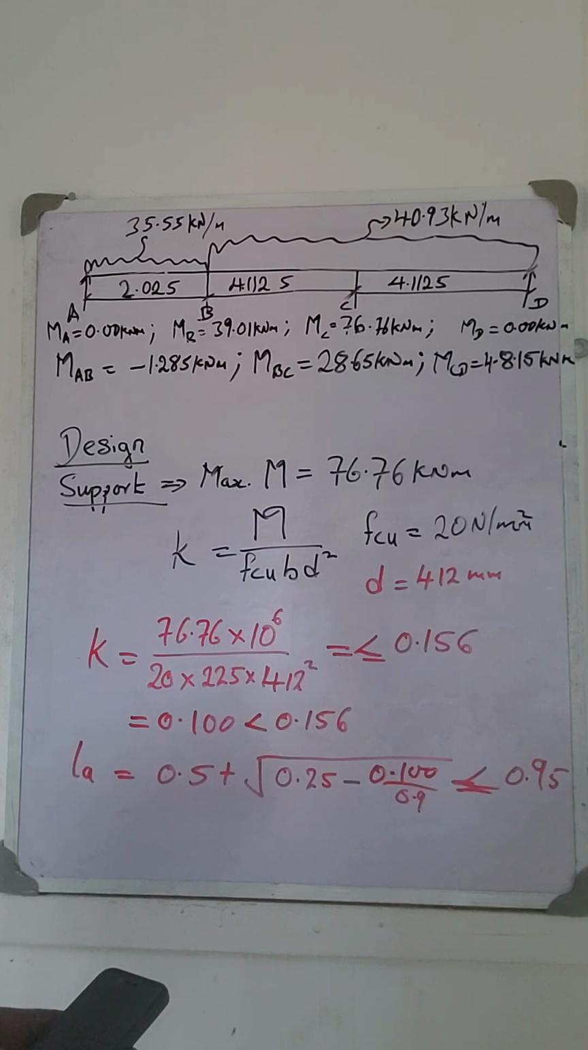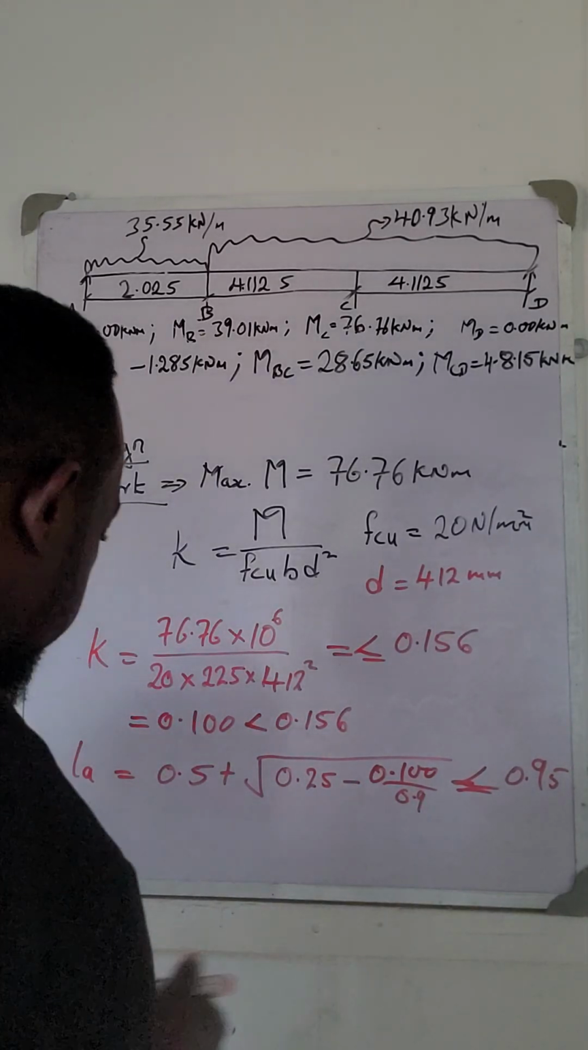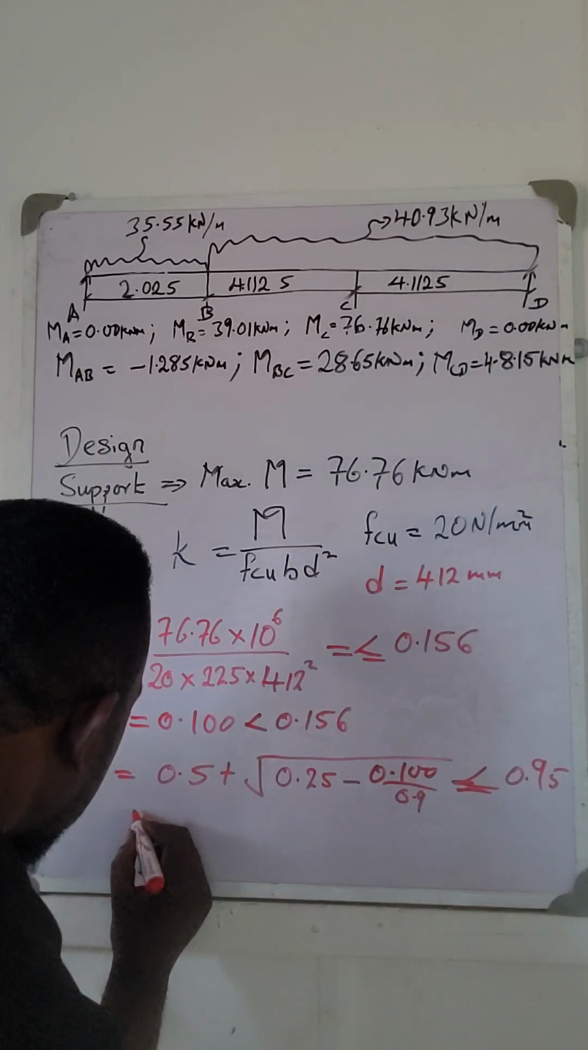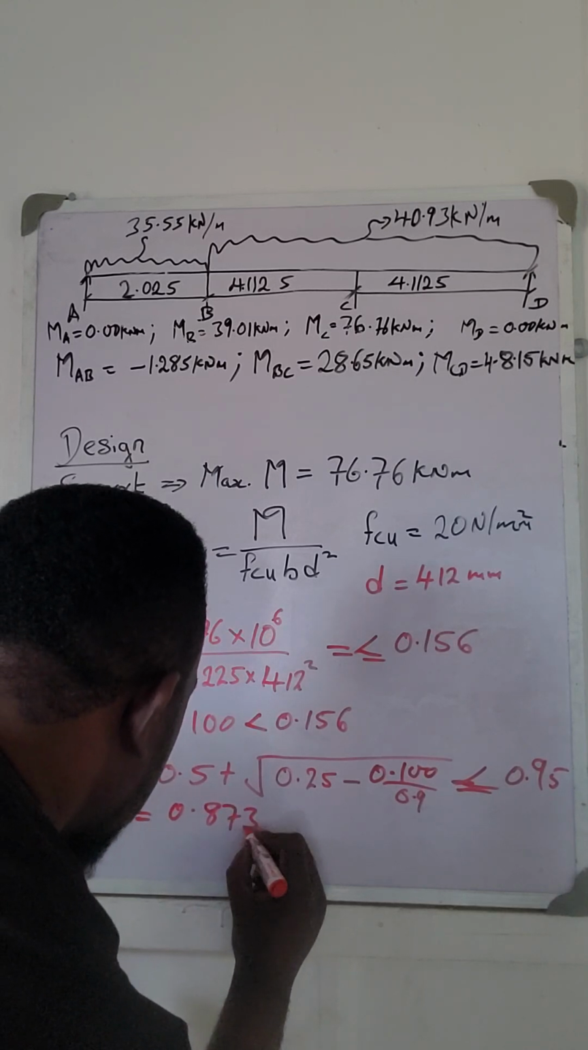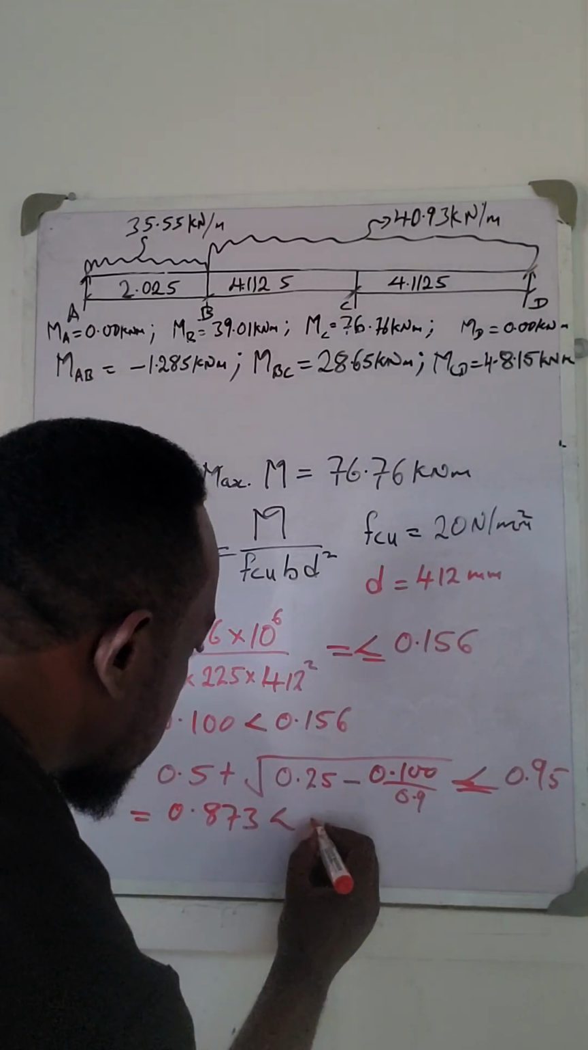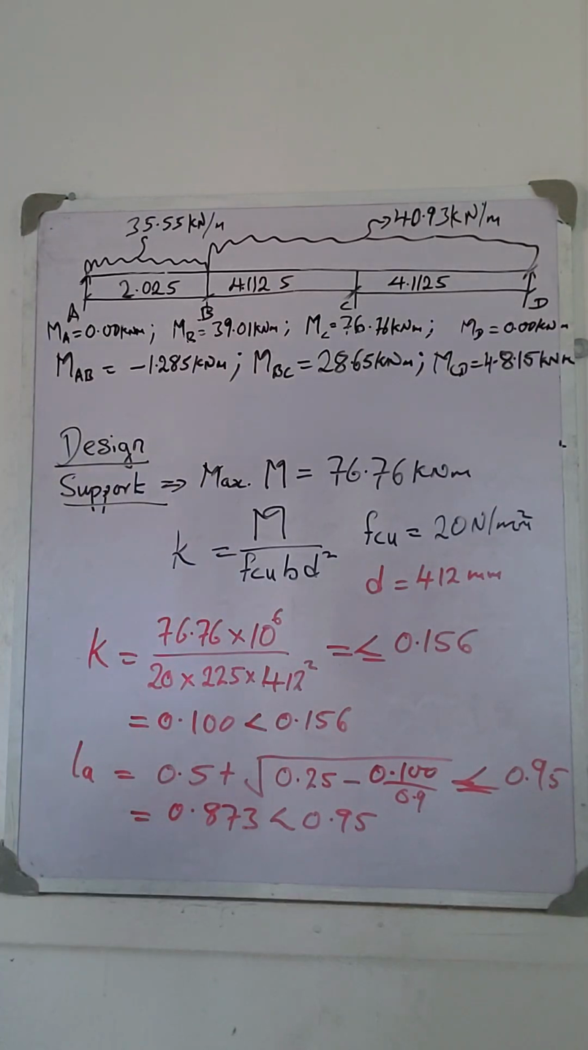Now we have 0.25 minus 0.1 divided by 0.9, square root, plus 0.5. So this one will give me LA equal to 0.873, which is less than 0.95. So you use the lesser value.